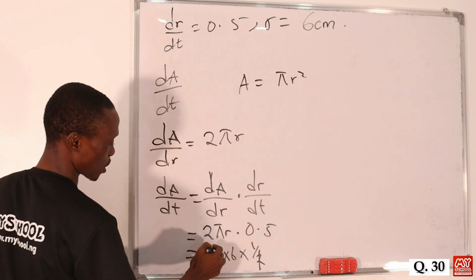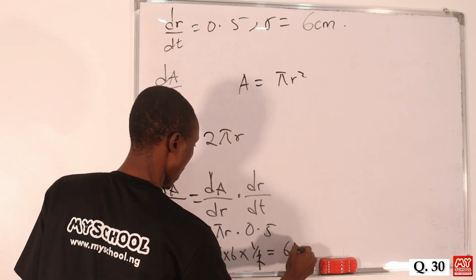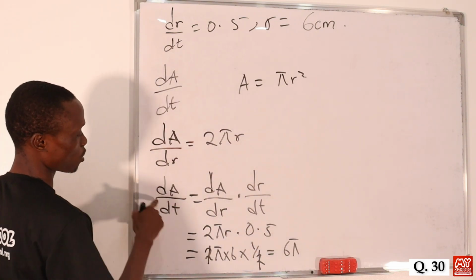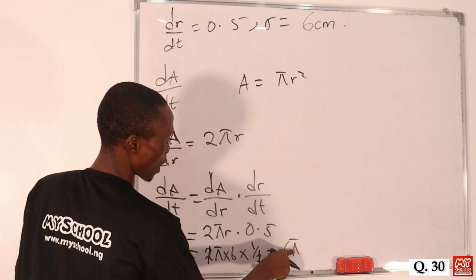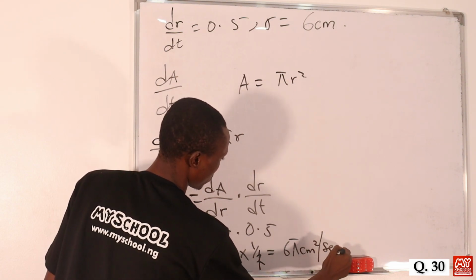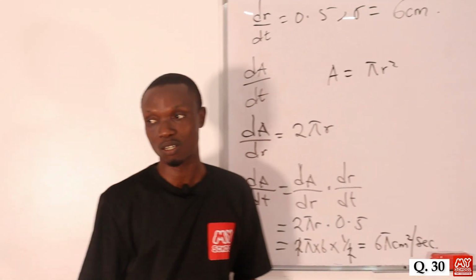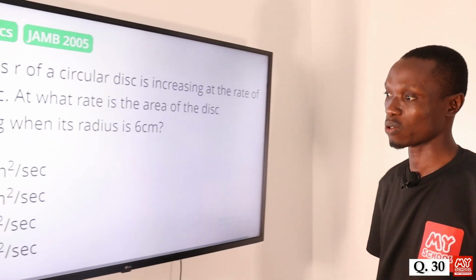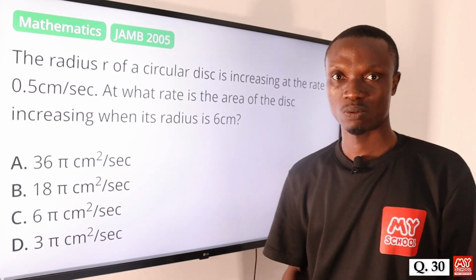So this, we cancel out this, right? So that at the end of the day, we'll have 6 pi left. Of course, we are looking for dA/dt. So in this case, it's going to be 6 pi centimeter squared per second. Okay, so let's move over to the screen to pick the correct answer to this question, and that is option C, 6 pi centimeter squared per second.